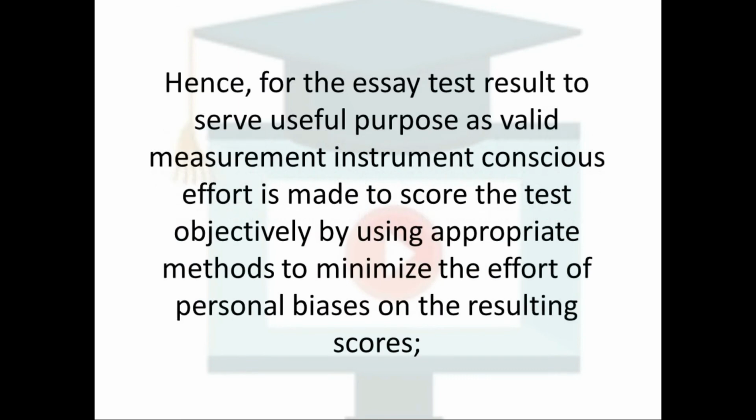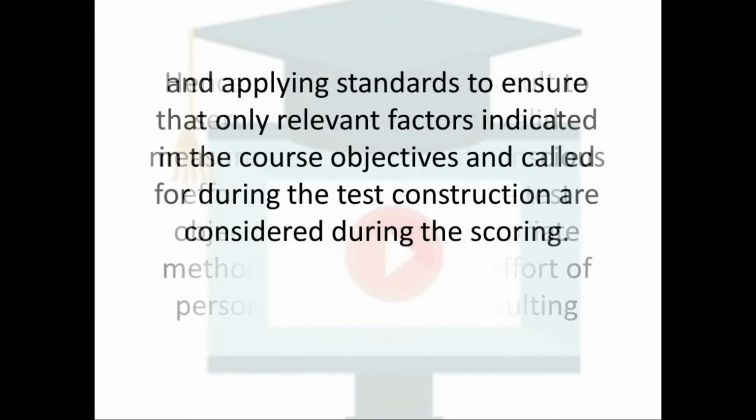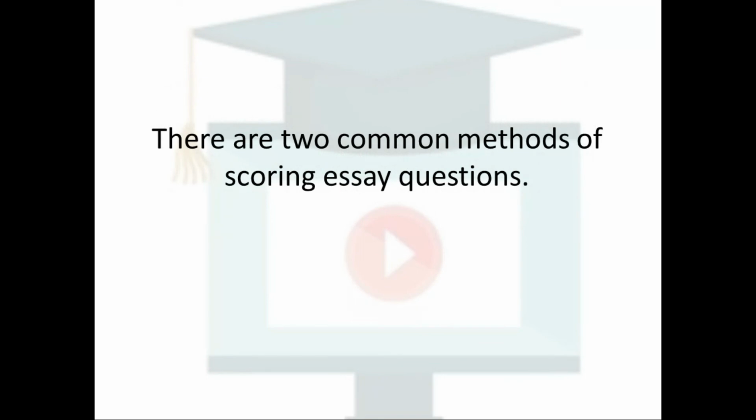Hence, for the essay test result to serve useful purposes as a valid measurement instrument, conscious effort is made to score the test objectively by using appropriate methods to minimize the effect of personal biases on the resulting scores, and applying standards to ensure that only relevant factors indicated in the course objectives and called for during the test construction are considered during the scoring. There are two common methods of scoring essay questions.